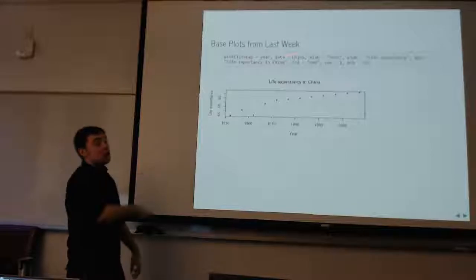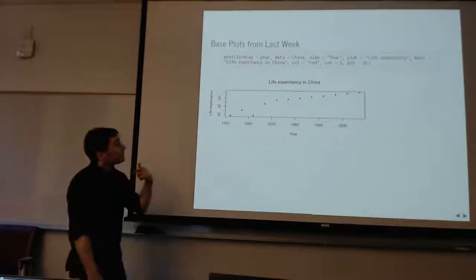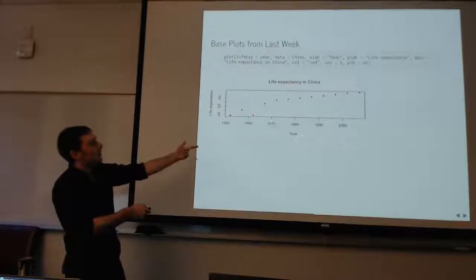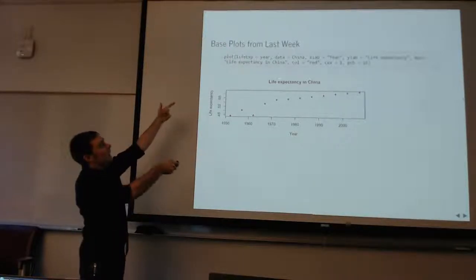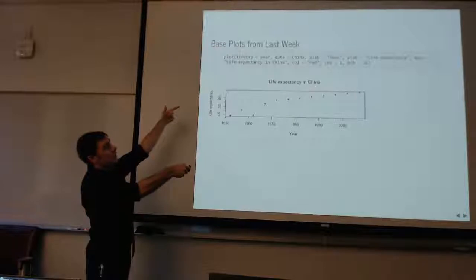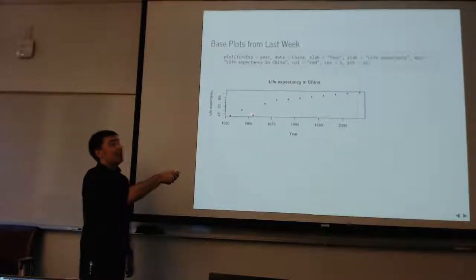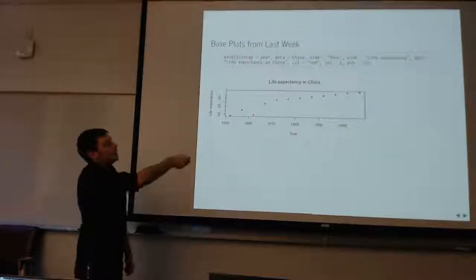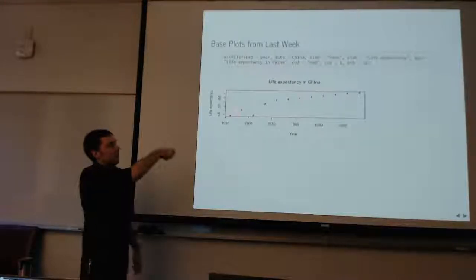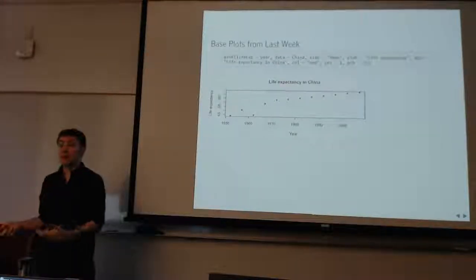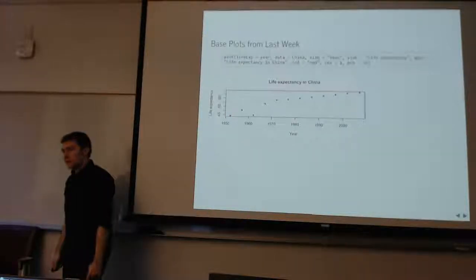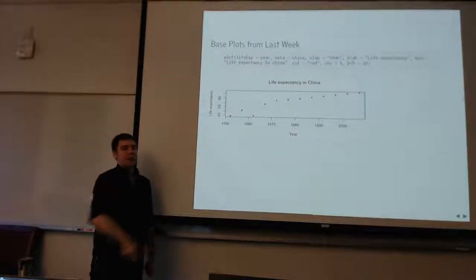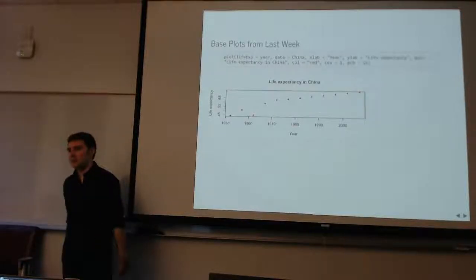Using data China, which I just created before, I'm giving it an X label of year, a Y label of life expectancy, and a main title of life expectancy in China. Color red has made the dots in the scatter plot red. CEX1 has scaled the text to 1, which is the default, so you could actually drop that. PCH16 is the point size, right? That makes these dots a little bit bigger because the default is about 12 or something like that.